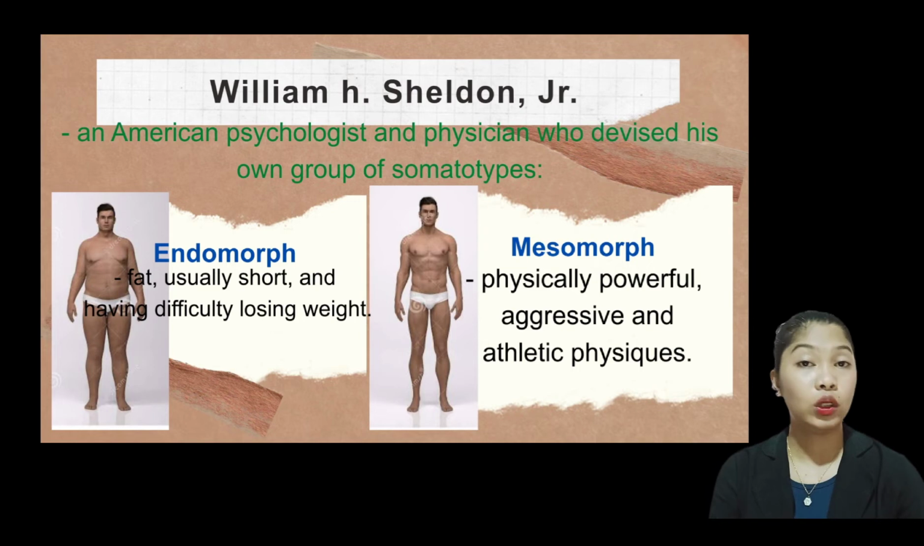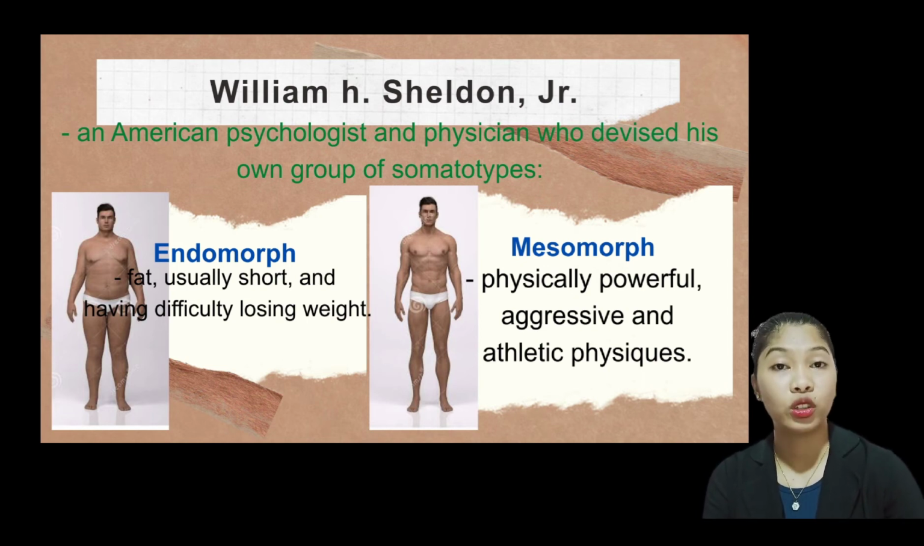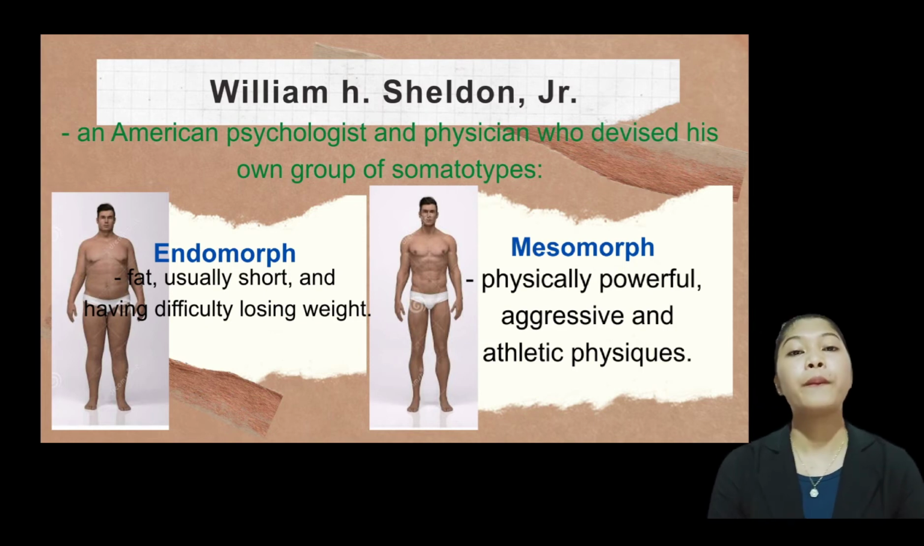First, the endomorph. It is fat, usually short, and having difficulty losing weight. This is described as outgoing, friendly, happy, and laid back, but lazy and selfish. Those are the ones we see around, that is obvious for the meaning mentioned right now. Endomorph is what we call mataba.